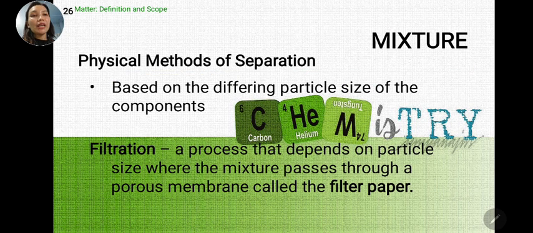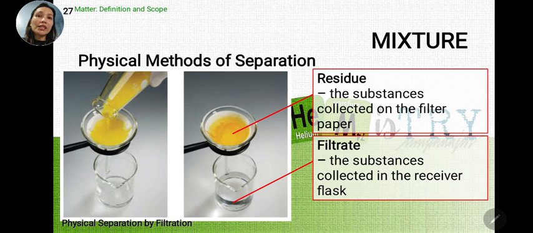So, another one is filtration. This is a process that depends on particle size where the mixture passes through a porous membrane called the filter paper. So, ginagamitan na natin to ng filter paper. So, ayan yung illustration ng filtration. Kung makikita nyo, ang tawag din sa substance collected on the filter paper is the residue. Yung substance naman na nasa receiving flask is the filtrate. So, kanina, ang tawag dito is decantate, tsaka residue pa rin. Ngayon na, through filtration yung ginawa nating process, is now called the filtrate.